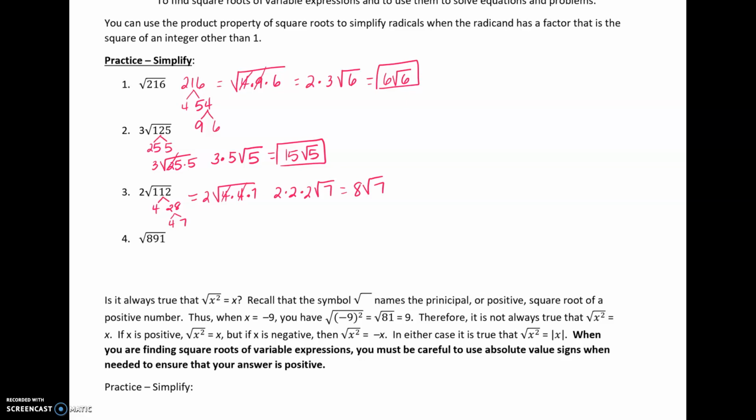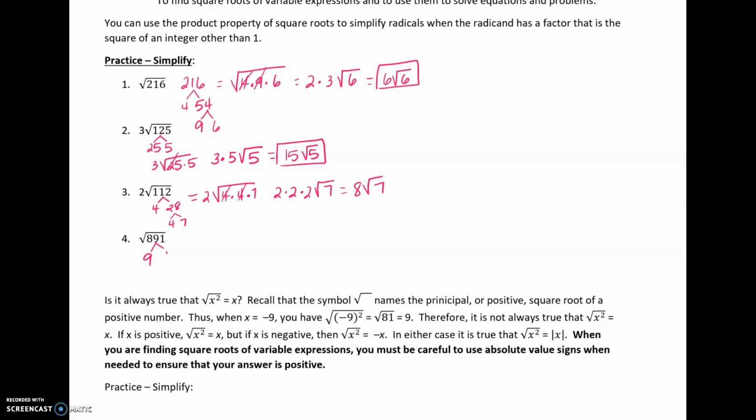All right, number 4, 891. Okay, so let's see, 891. I don't believe that's a perfect square. If I add the digits, 9 plus 1 is 10 plus 8, so I know it's divisible by 9, and 9 is a perfect square.